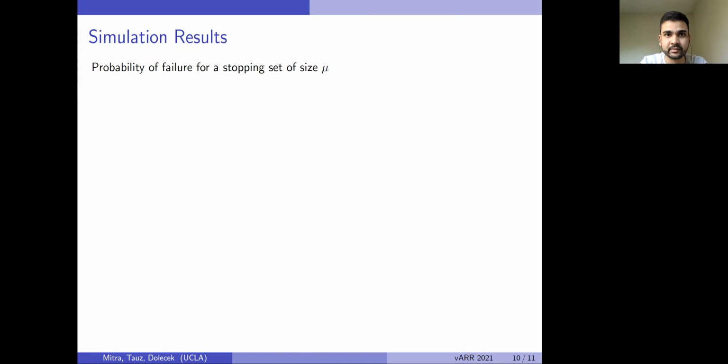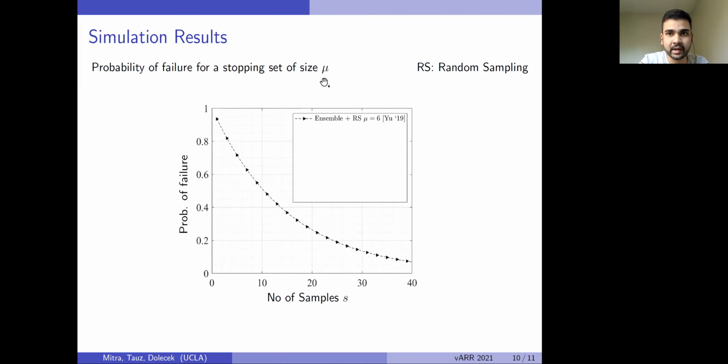So now let's look at the simulation results for our coding construction. We plot the probability of failure for a stopping set of size mu. As a reference, we plot this black curve, which is when we use random sampling on a randomly constructed LDPC code, which was used earlier in literature, that resulted in a stopping set of size 6. Now, if we use the ECPG algorithm, but still use random sampling, because larger stopping sets are formed, that is of size 10, 11, 12, we get a reduction in the probability of failure.